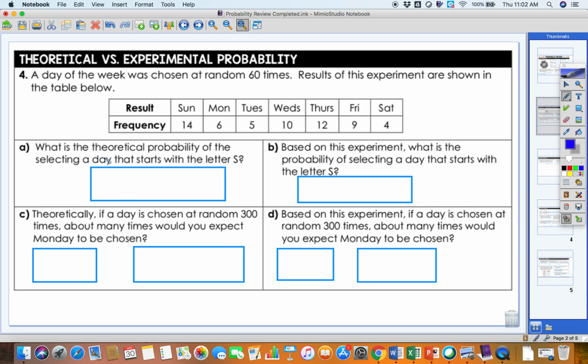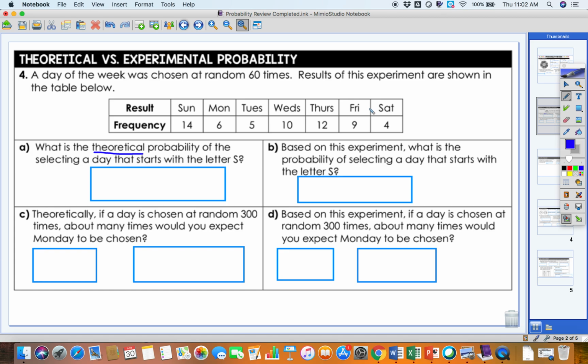So for instance, what is the theoretical probability of selecting a day that starts with the letter S? That means we're not looking at our experimental results at all. So this whole table is useless to us at this point because it is asking us about theoretical probability. That means what should happen in theory.